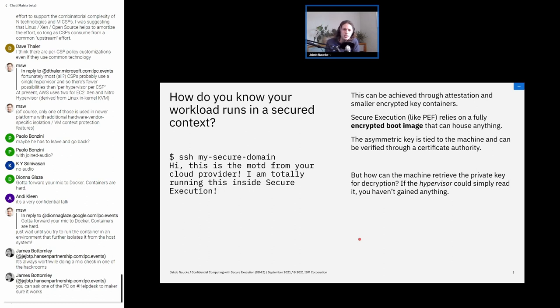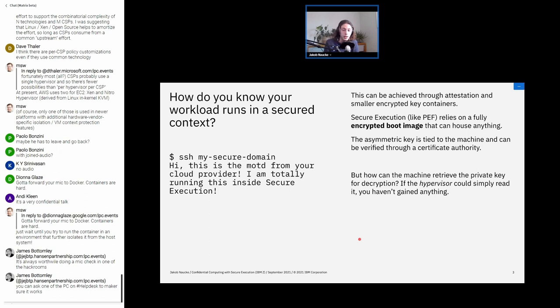And the way that SEV and TDX achieve this is generally through attestation, pre-attestation or runtime attestation, and perhaps smaller encrypted key containers. Secure Execution and also PEF go a slightly different route. They have a fully encrypted boot image that can house pretty much anything you want. It's encrypted with an asymmetric key, or an asymmetric key that chain loads a symmetric key. And that asymmetric key is tied to the machine that you want to run on. So basically, based on serial number, you have a public key to encrypt your boot image with. And that is basically the root of trust in running a Secure Execution guest. Only this machine could ever decrypt this image and therefore launch it.